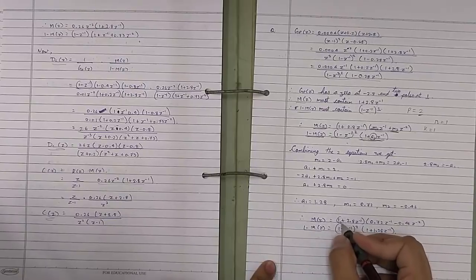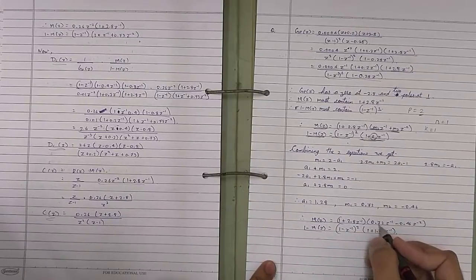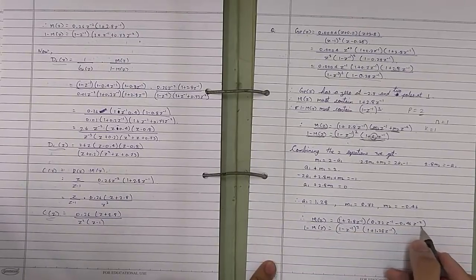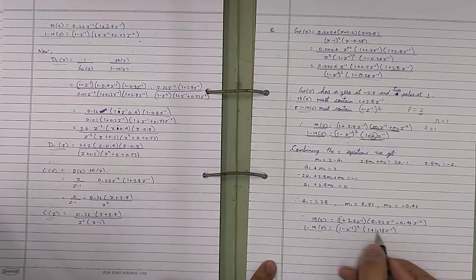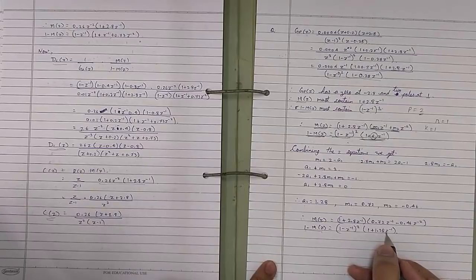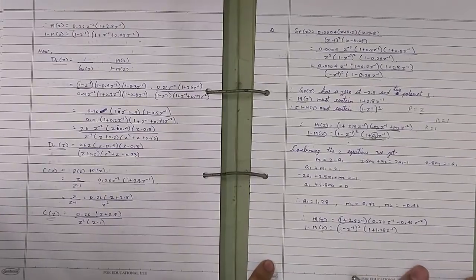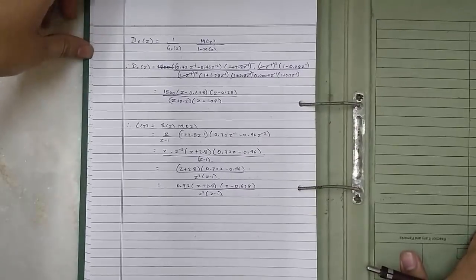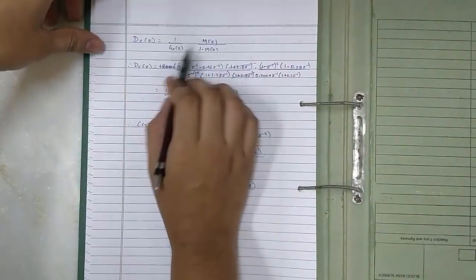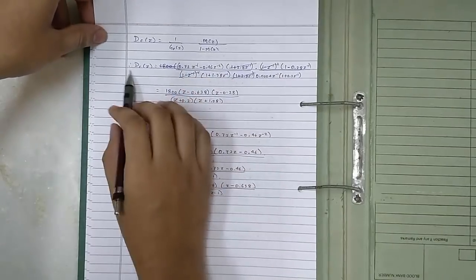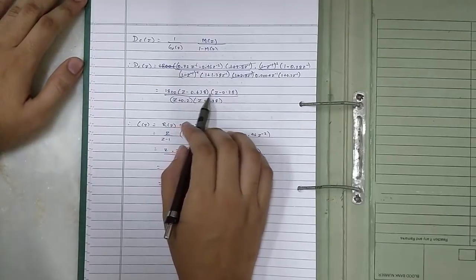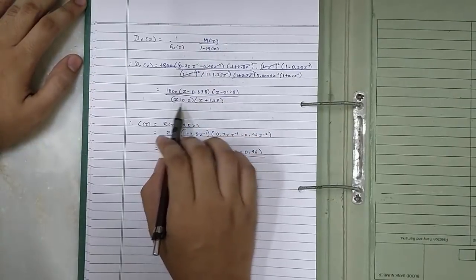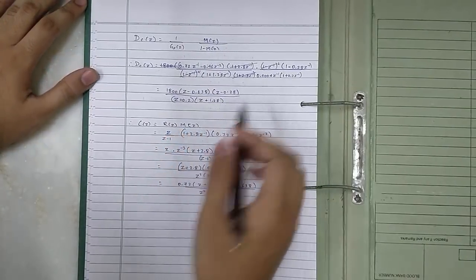M of z comes about 1 plus 2.8 z inverse into 0.72 z inverse minus 0.46 z raised to minus 2, and 1 minus m of z comes to 1 minus z inverse the whole square into 1 plus 1.28 z inverse. Okay. The next method is the same. Find dc of z, that is 1 upon gp of z into m of z upon 1 minus m of z. Find dc of z, which comes about 1800 into z minus 0.368 into z minus 0.28 upon z plus 0.2 into z plus 1.8.